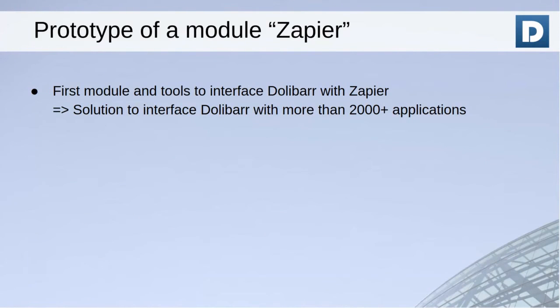The component to interface Zapier with Dolibarr is using the triggers of Dolibarr, and it is also using the API of Dolibarr. So it is not easier. The most difficult part was to do the first example, the prototype. So now we will let the community enhance the interface with Zapier. So we will be able to interface Zapier with any feature of Dolibarr.